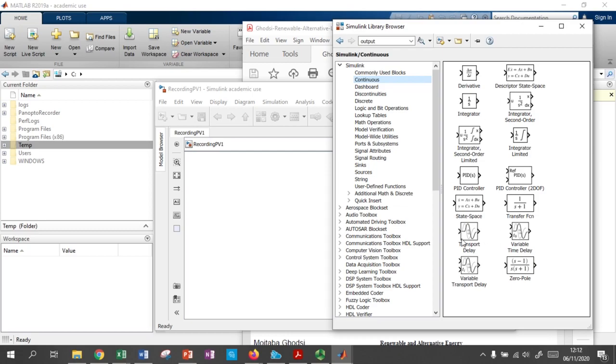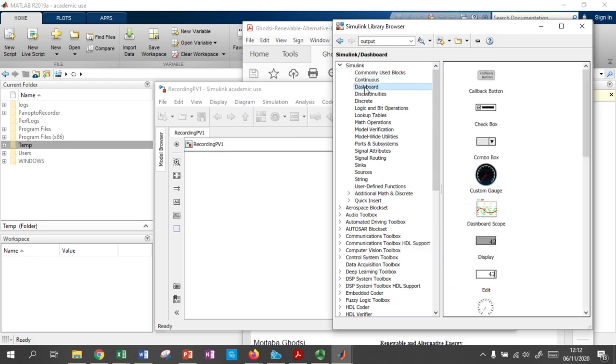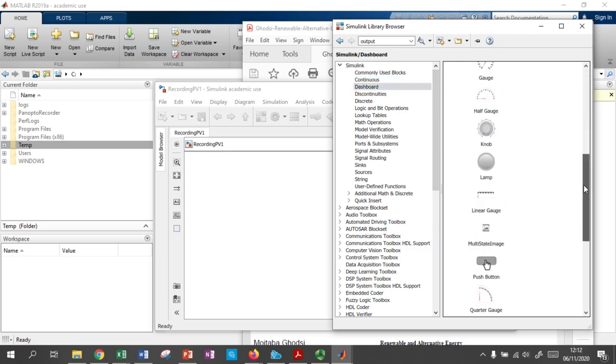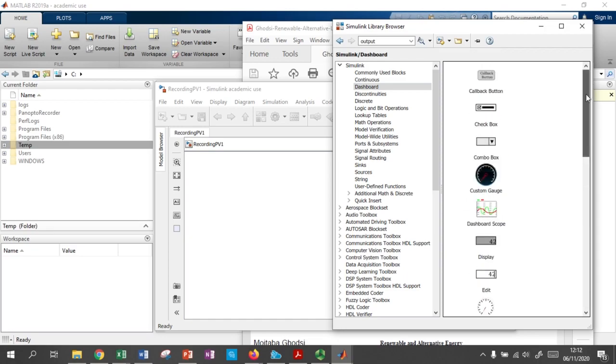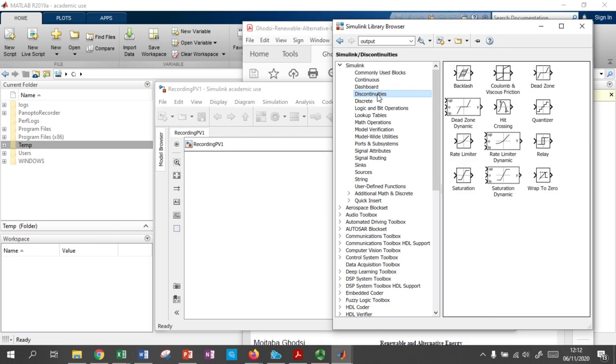If you are looking, this is state space, this is a PID controller. All of them are state space ones. All of them are using the Laplace transformations. There is a dashboard. In a dashboard, you can find a lot of displays that you are using in the front panels. All of them are here. In these continuous ones, you can find many functions like saturations, and you can find them here.